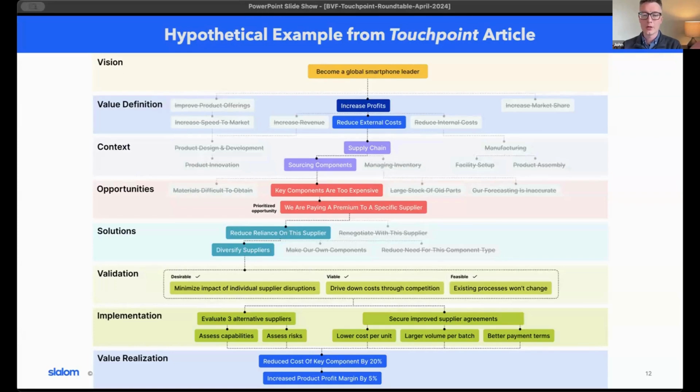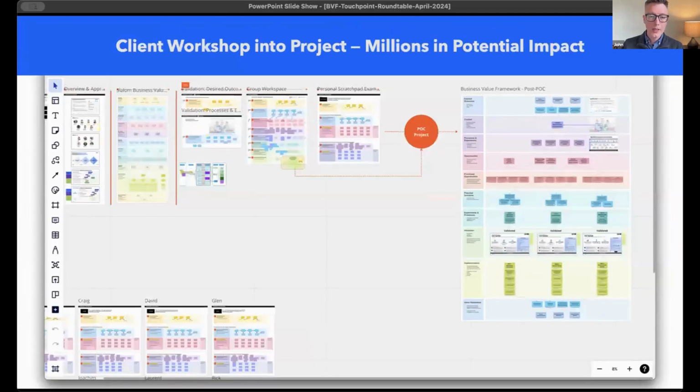But this is in the article, and it just maps a few different ways that this client might have tried to reduce the costs through looking at different ways of measuring value, different contexts to explore, different opportunity areas, different solutions, until eventually you find something that works and you can track the impact of those changes on the metric that you care about, which in this case would be the cost of a key component. So that's in the article.